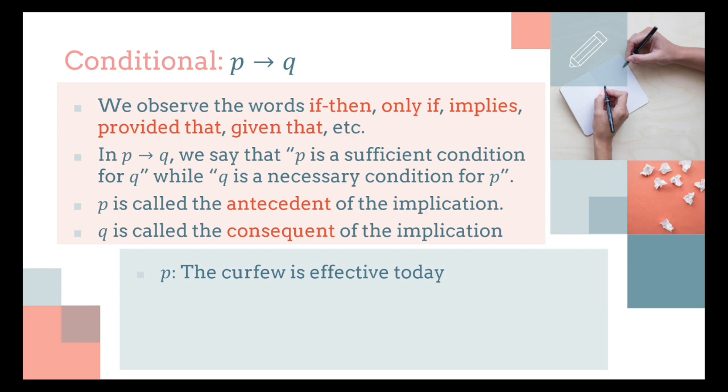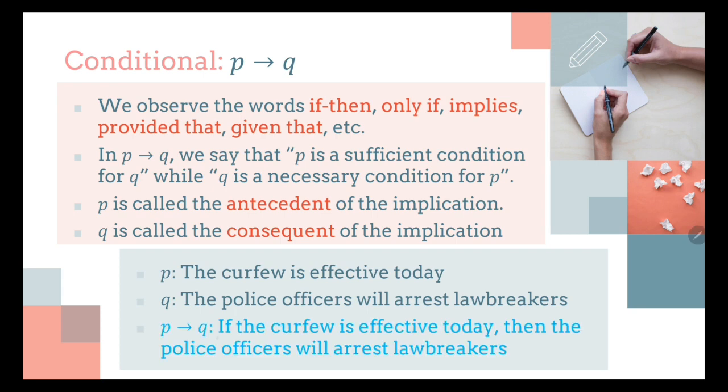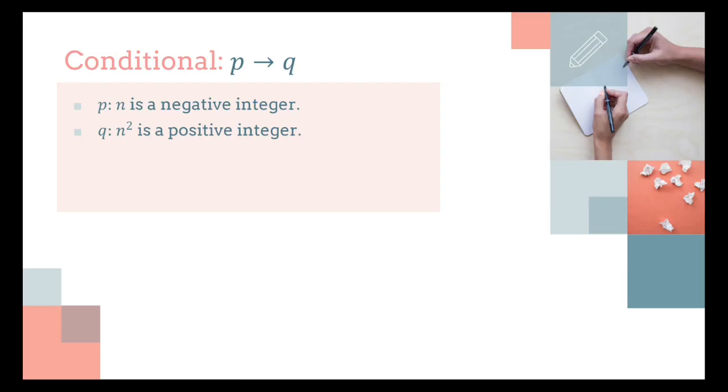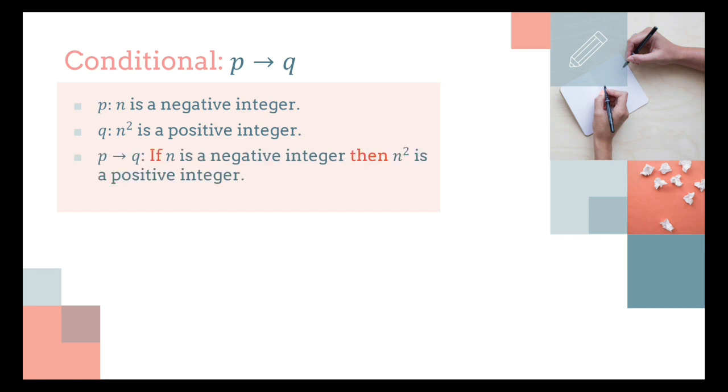Example, P: the curfew is effective today, and Q: the police officers will arrest lawbreakers. If the curfew is effective today, then the police officers will arrest lawbreakers. Another example, P: n is a negative integer. Q: n squared is a positive integer. If n is a negative integer, then n squared is a positive integer.